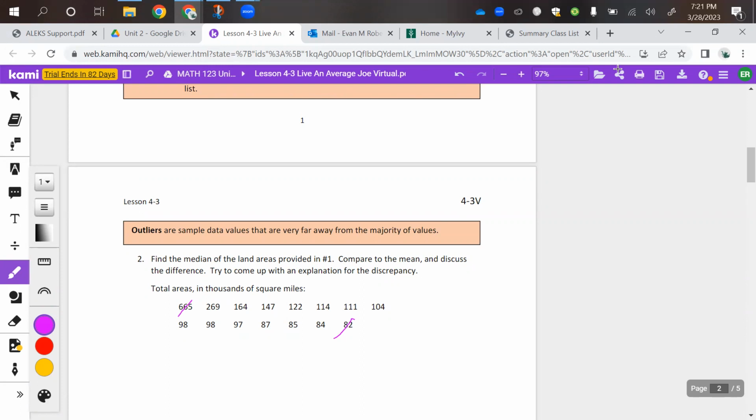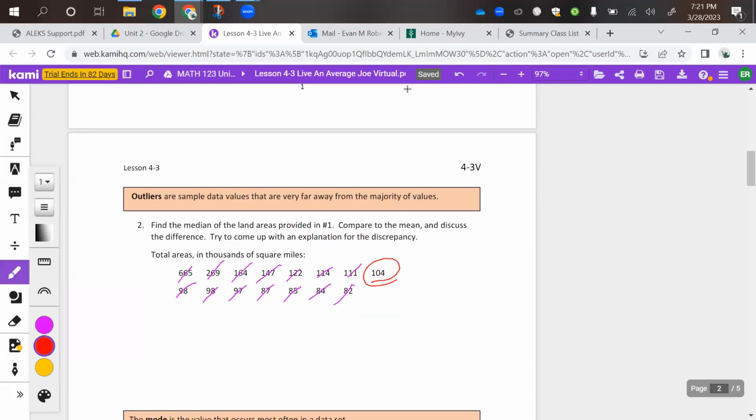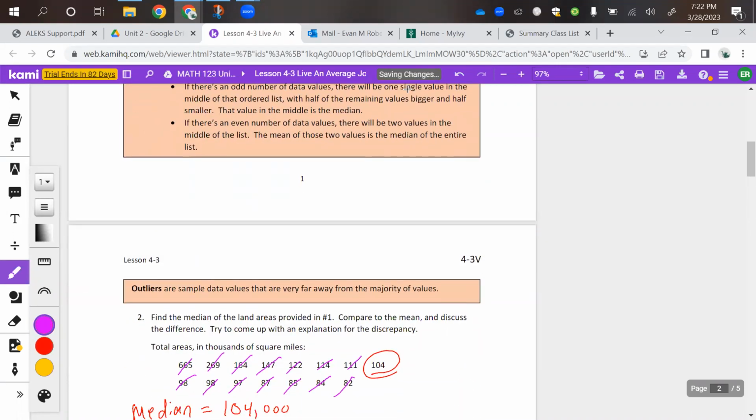So again, try to notice that 665 was the biggest, followed by 82, and then 269, 84, crossing my way off all the way to 104,000. So that middle number, or the median, was 104,000, and that average was 155,000.